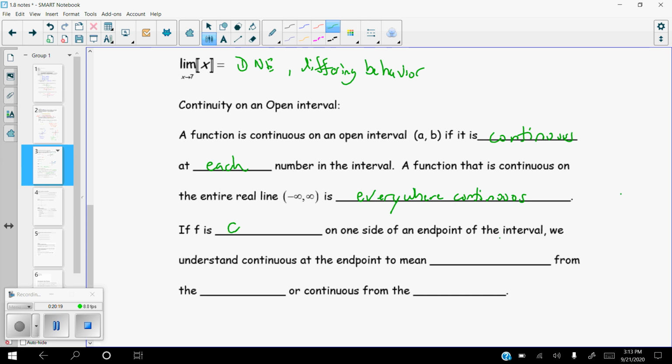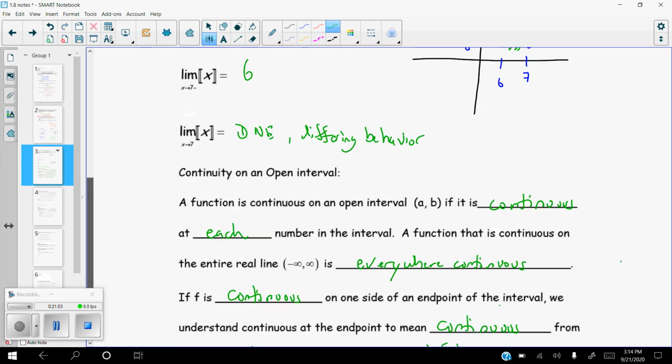If f is continuous on one side of an endpoint of the interval, we understand continuous at that endpoint to mean continuous from the right, or continuous from the left. That again, it's only if it's continuous from one side, but not necessarily the other.